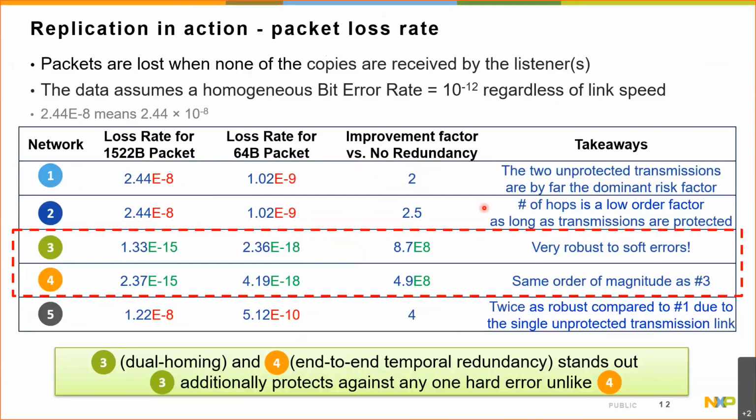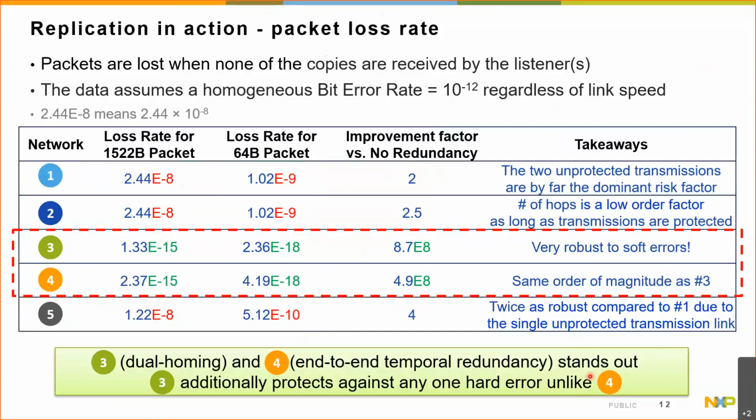Now let's get to solutions 3 and 4, dual homing and temporal redundancy, which are without any single point of failure. As you can see, the protection is much better, 7 to 9 orders of magnitude better than solutions 1 and 2 for both of them. And solutions 3 and 4 are almost equally good from the point of view of soft errors. But that's not the case for hard errors, as 3, dual homing, protects against any one hard error, unlike 4, which relies on temporal redundancy and not on spatial redundancy.